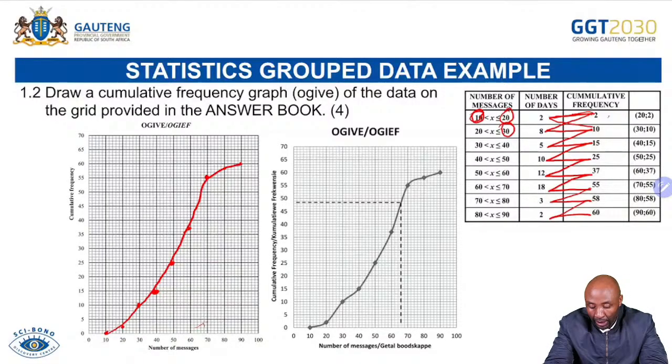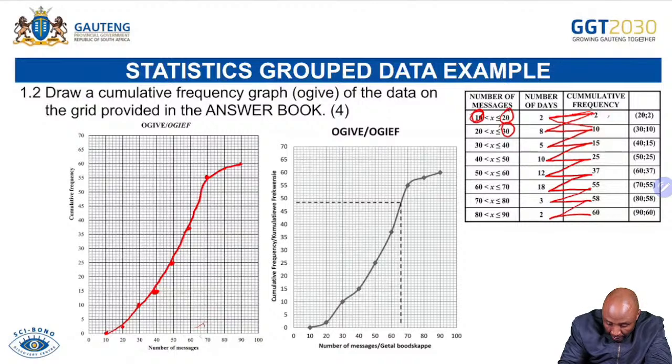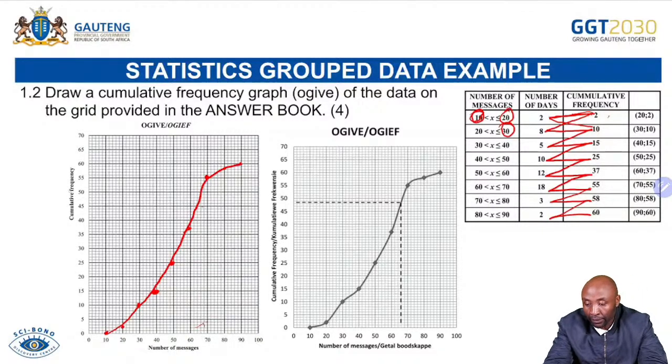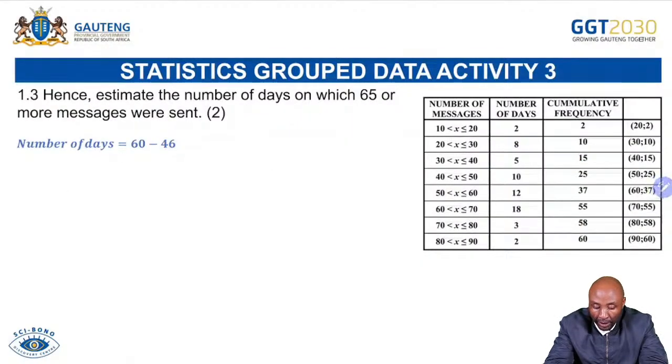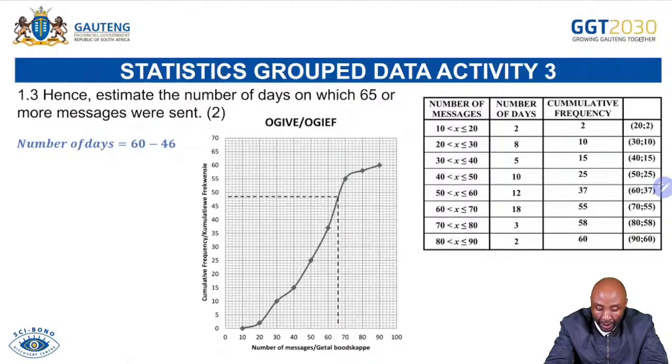There is a question which asks us to find those where we had more than 65 messages. So we will go on our x-axis, we look for 65, and then we take a reading on our graph, and that gave us 46, and to get the answer it becomes 60 minus 46, and we get our solution as 14 days.